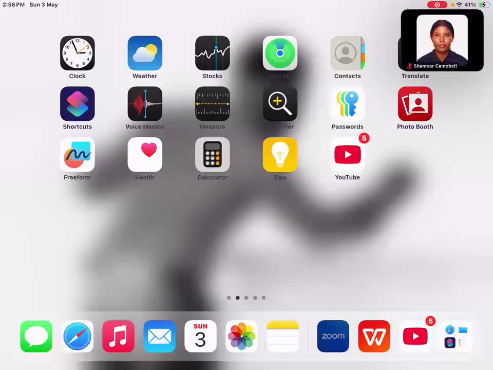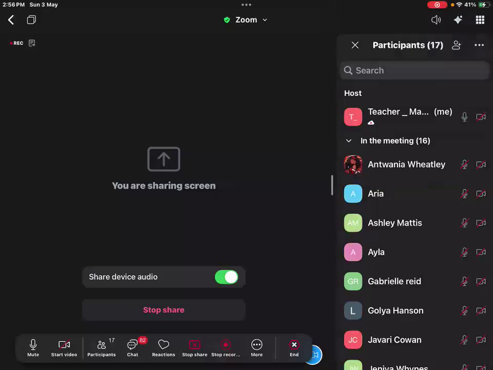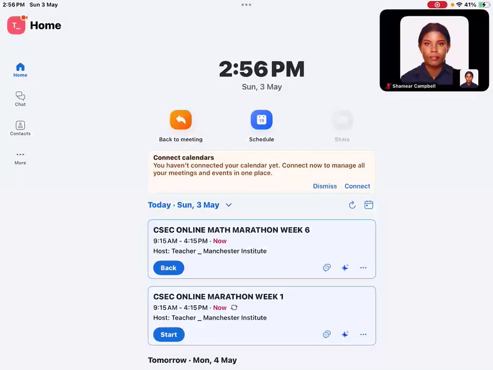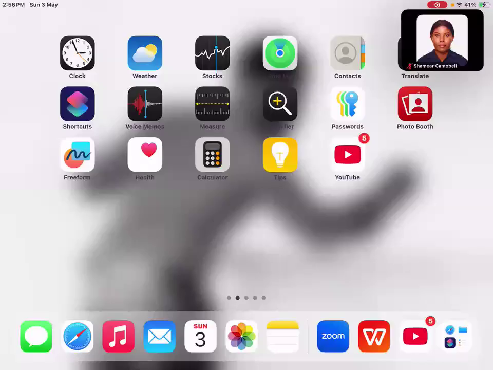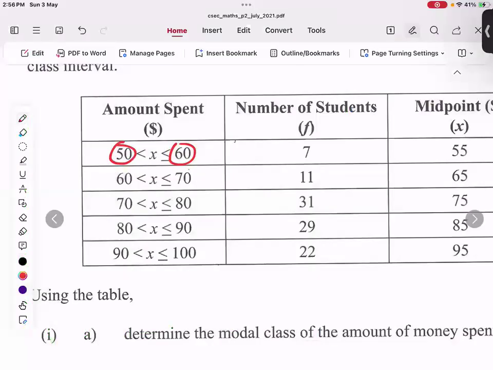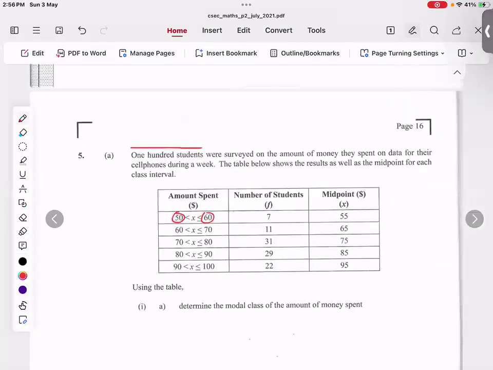All right, so just make some notes as we go along, guys, because I don't like to teach just the questions and then move on. All right, so 50, 60. Those are called limits, ladies and gentlemen. They are called limits. All right, good. I just wanted to mention that.